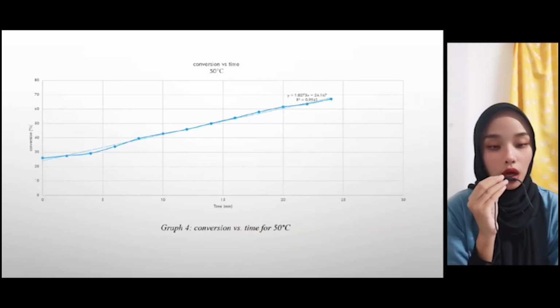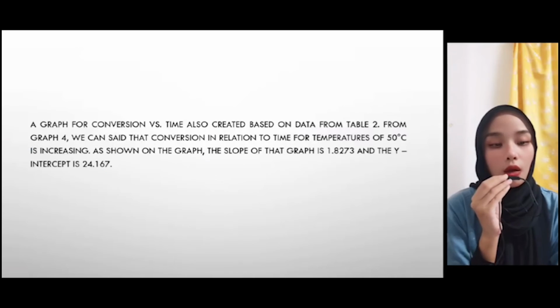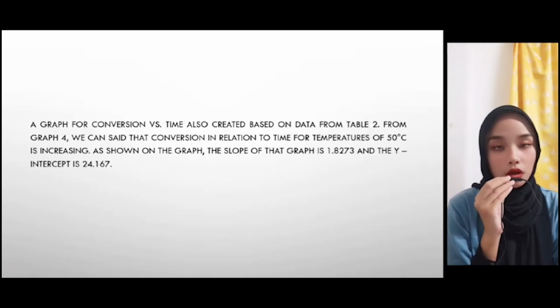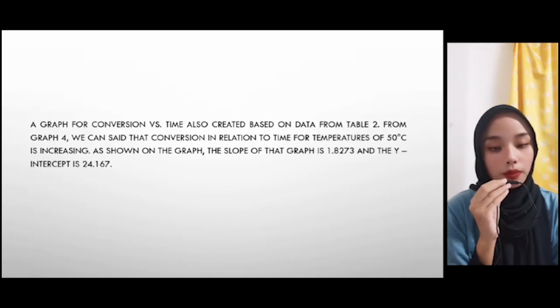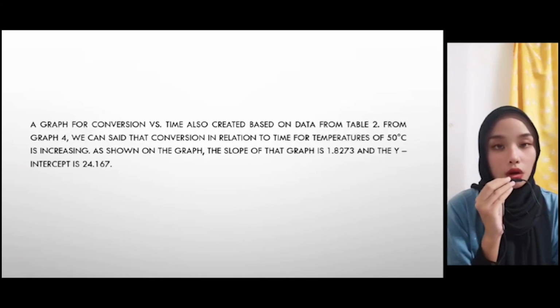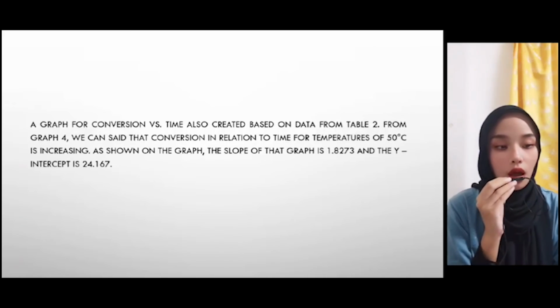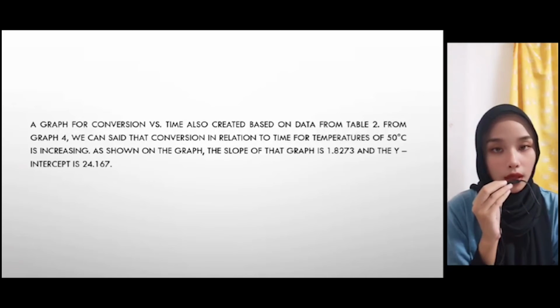We get concentration and conversion also from the equation derived in the calibration curve. This is the graph of conversion versus time for 15 degrees C. We can say that conversion in relation to time for temperature 15 degrees C is increasing. As shown on the graph, the slope is 1.8273 and the y-intercept is 24.167.